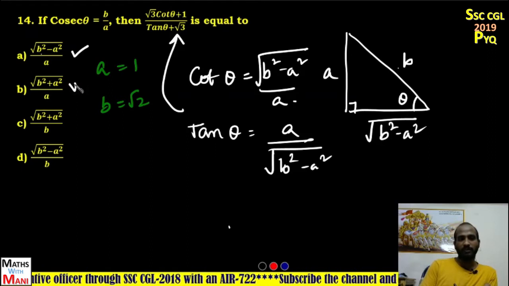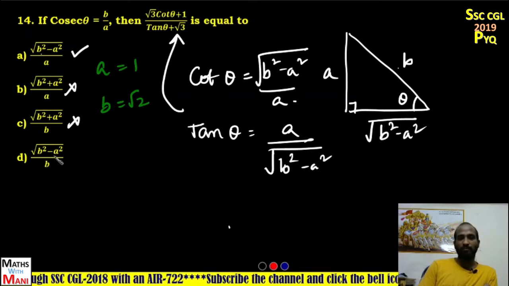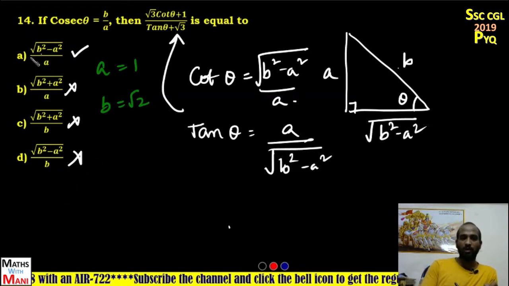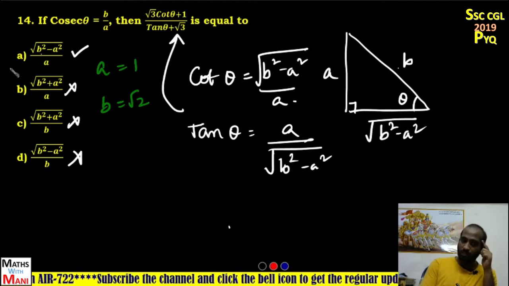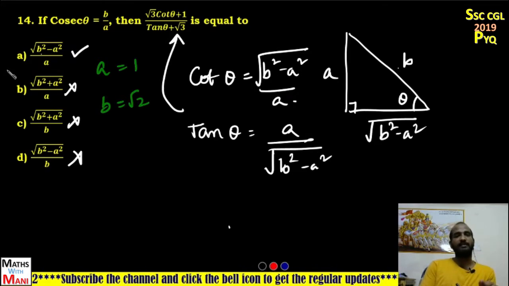2 plus 1 root 3, so it is not the answer. 2 minus 1, 1 by root 2, so it is also not the answer. So only one option satisfies that. So what is the correct answer? The first option is the correct answer.